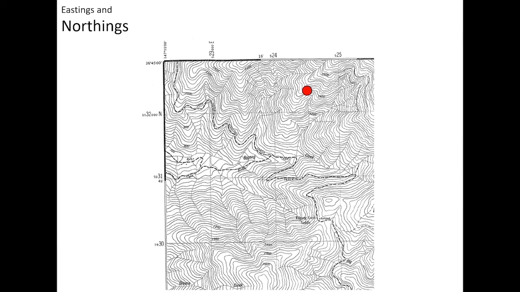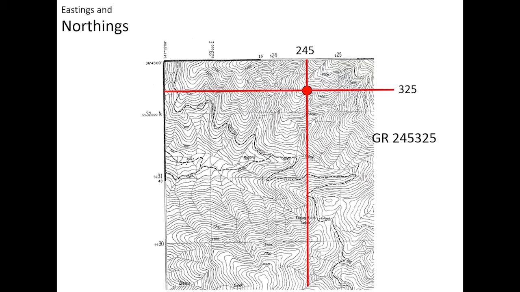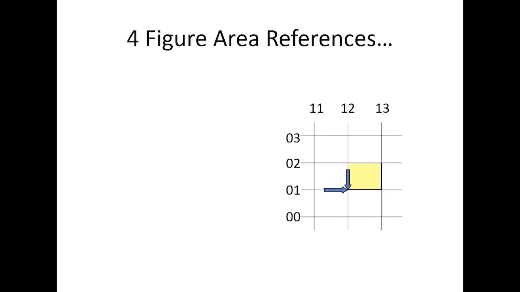What's the easting and northing, or the grid coordinates, for that particular point? Well, the easting is halfway between 24 and 25, so it's 6. So its 3-figure easting is 245, and the northing is halfway between 32 and the next one, which would be 33, so that's 32.5. So our grid reference for that point, we describe it as 245, 325.